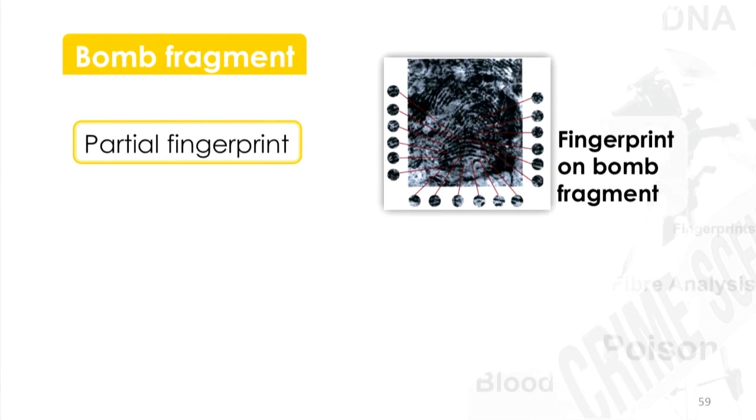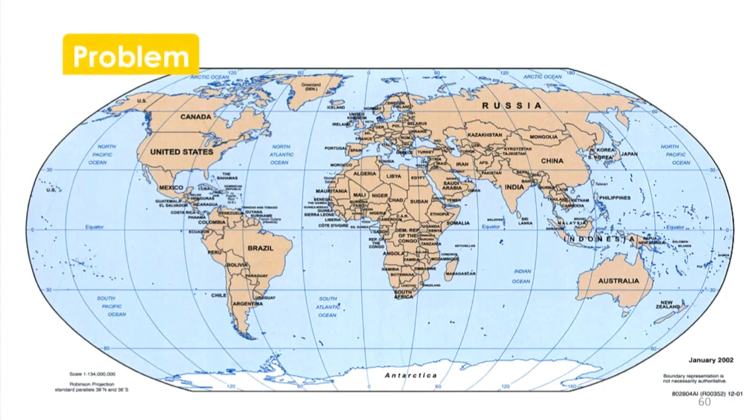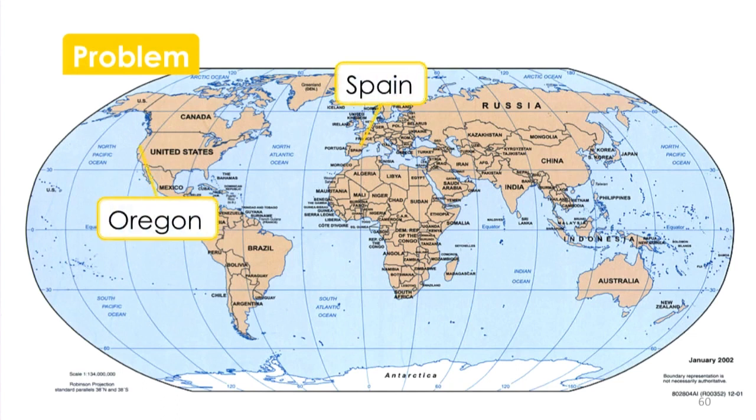On a bomb fragment, a partial fingerprint was found. When that partial fingerprint was run through electronic databases, it was found to be a partial match to Brandon Mayfield. And this is why Mr. Mayfield was detained. However, there's an immediate problem with this idea in that the bombs were planted in Spain, and Mr. Mayfield lives in Oregon, which is an awfully long way away, and there was no actual evidence that Mr. Mayfield had traveled to Spain.